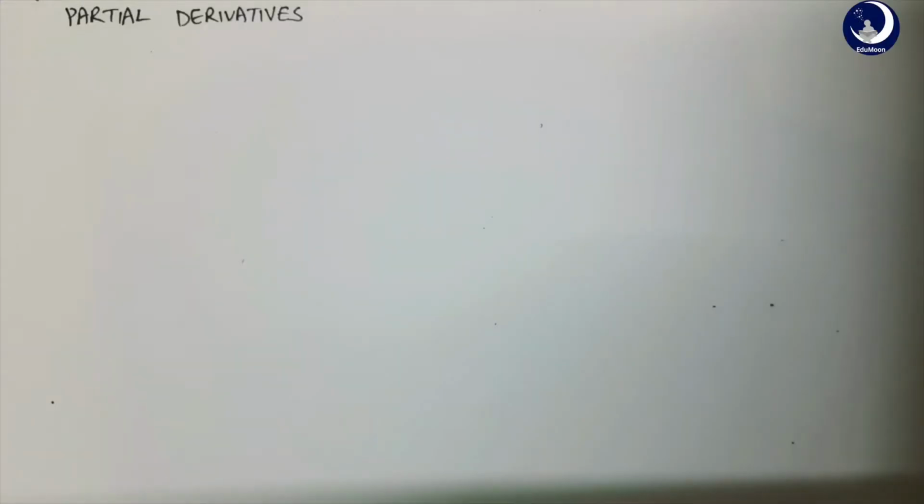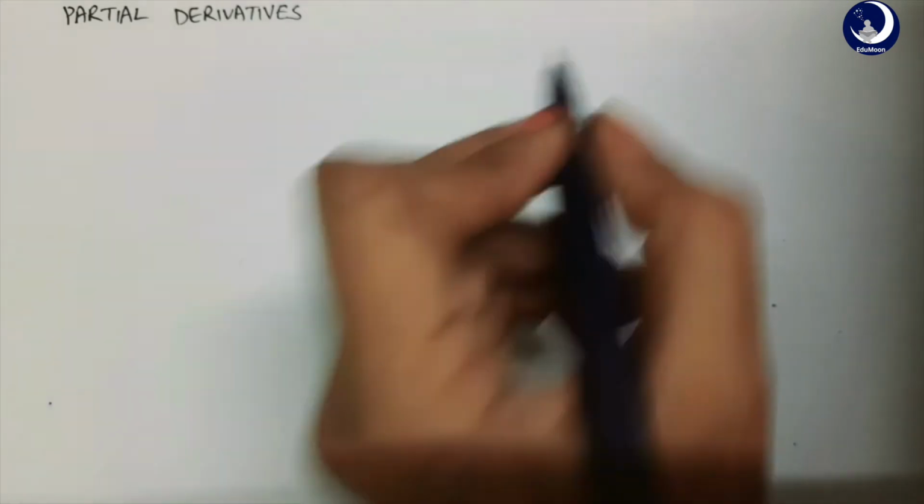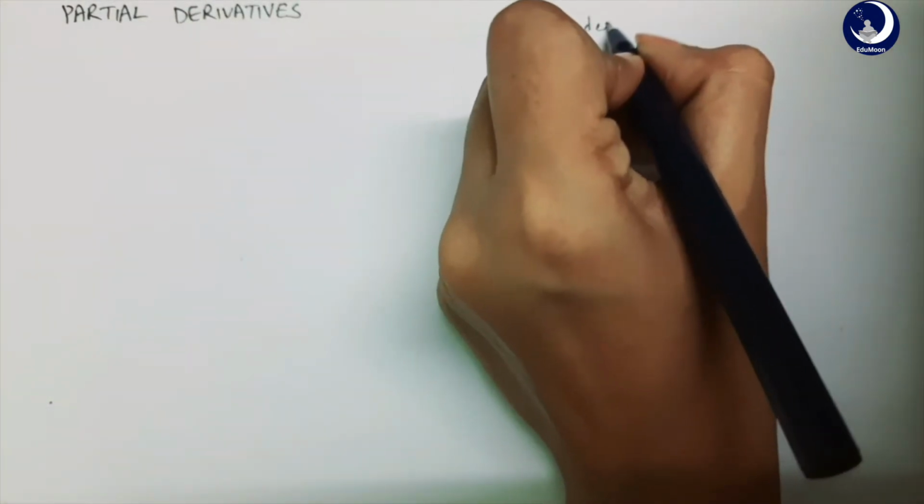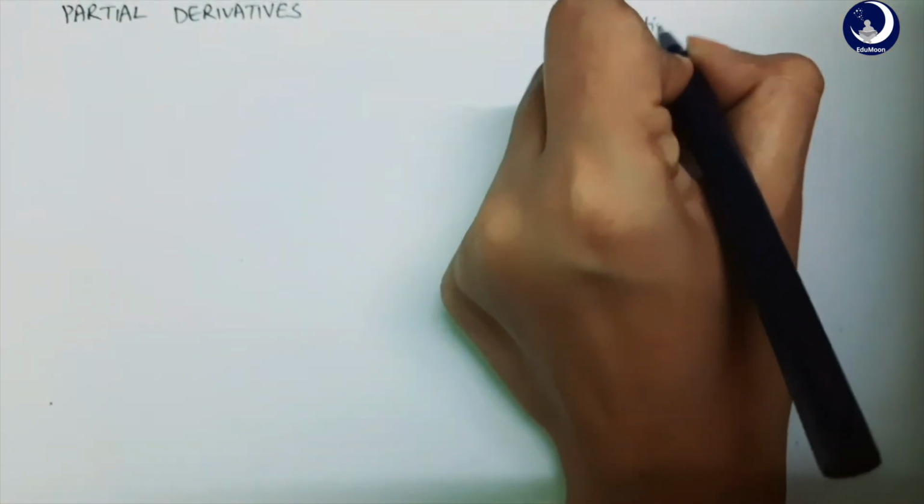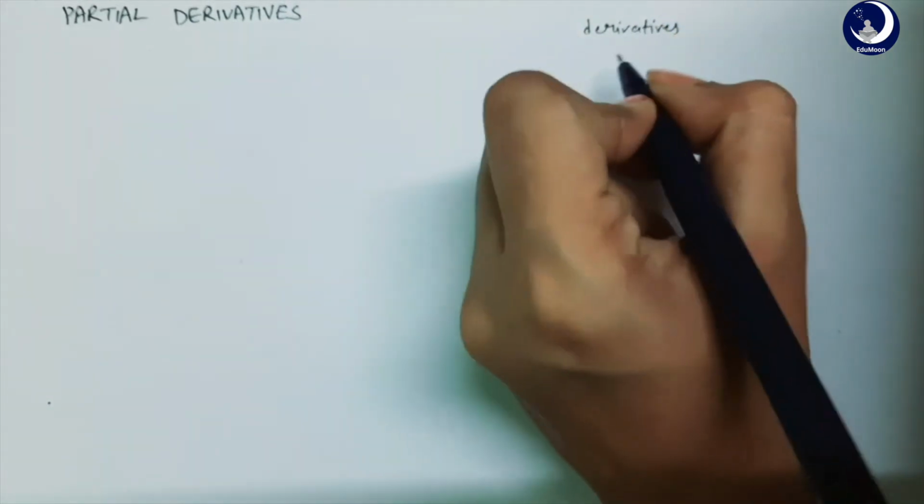Welcome back. So, partial derivatives are just like normal derivatives, except these are for multivariable functions, while derivatives are for single variable functions. So, again, let's start with what we already know, that is, derivatives. Like I said, they are for single variable functions.